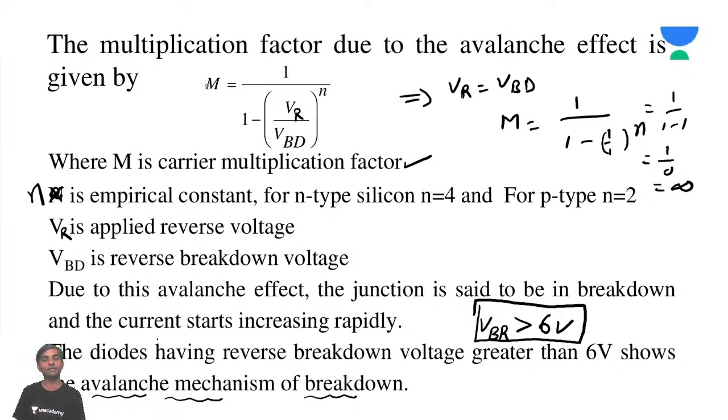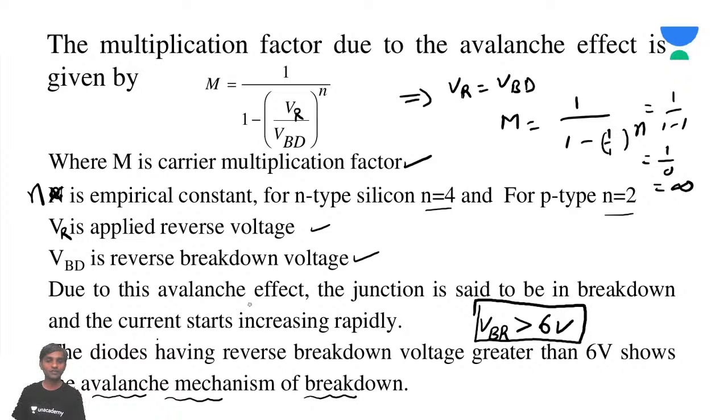M is a multiplication factor. M is equal to 1 by (1 minus (VR by VB) whole power n), where M is the carrier multiplication factor and n is a constant, which is 4 for n-type and 2 for p-type. VR is the applied reverse voltage, and VB is the breakdown voltage which we have discussed.